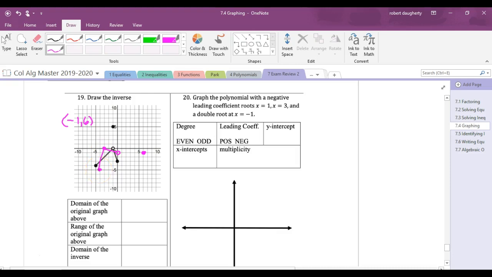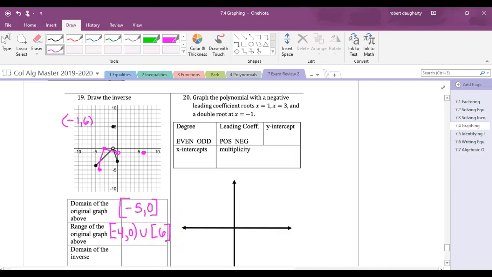What's the domain of the original graph? The original graph, it looks like the domain is from -5 over to 0. What is the range of the original graph? The range of the original graph looks like it's from -4 up to 0. And then the other value that I get is 6.